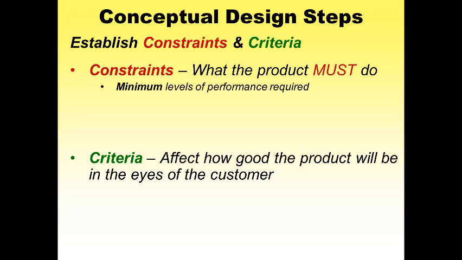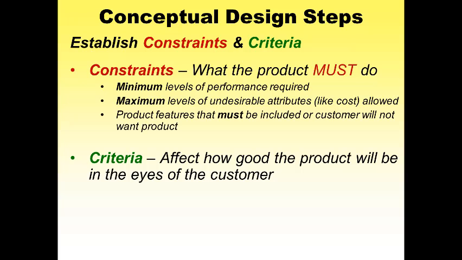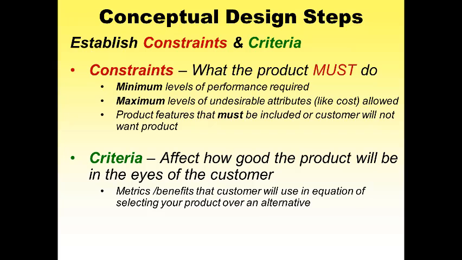So for example, constraints might be considered the minimum level of performance that's required, or the maximum level of undesirable attributes like cost that are allowed. So these are constraints. These are limits that we really can't bend. These are product features that must be included, or the customer is just not going to want the product at all. So again, this is kind of minimum or maximum level of things.